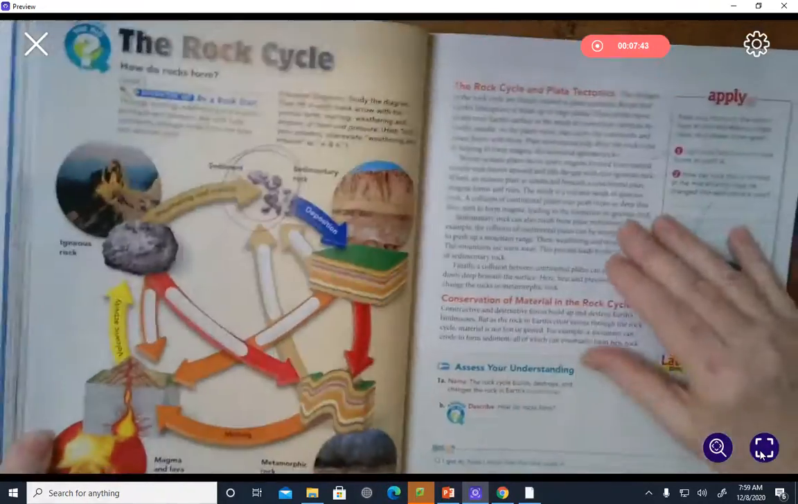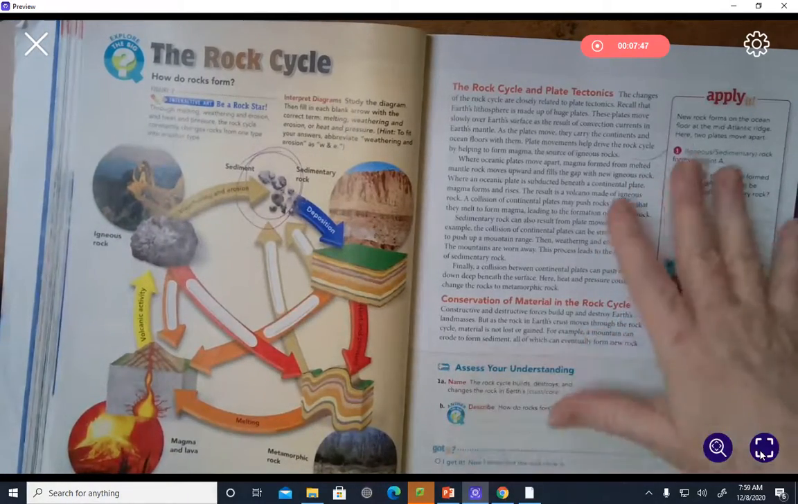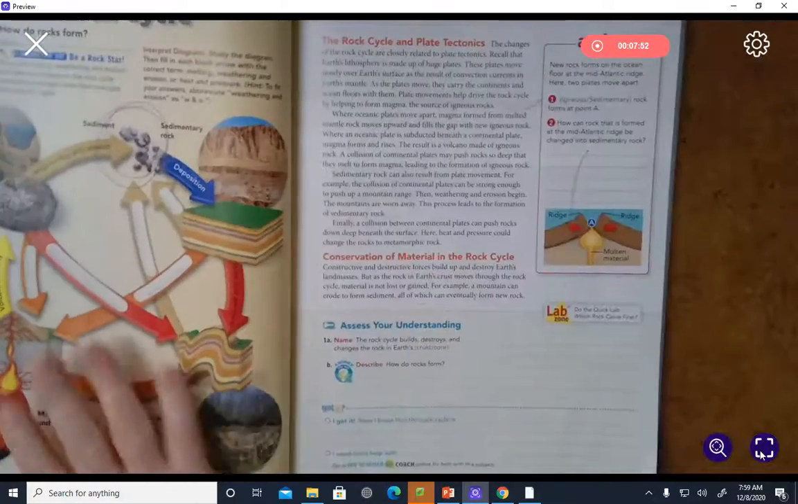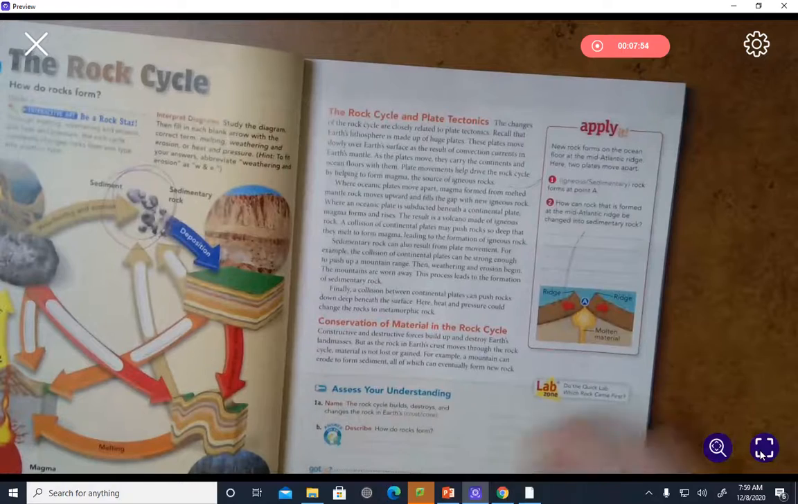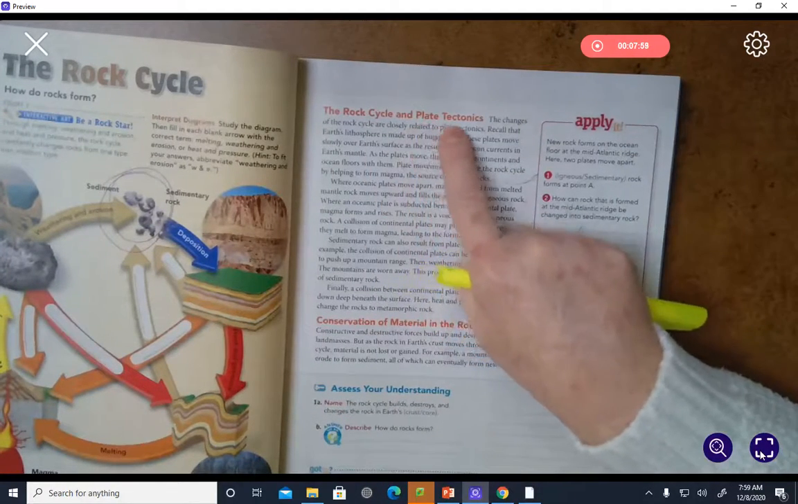So we're going to read this last section here. And remember, we're going to end up doing the review sheet. And then our mini project comes from this particular chapter, lesson. The rock cycle and plate tectonics.